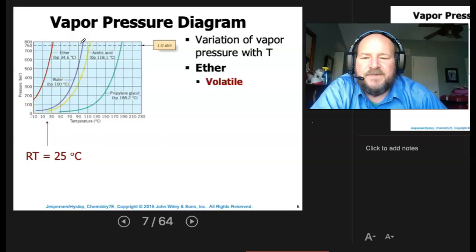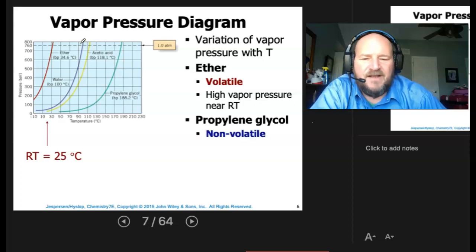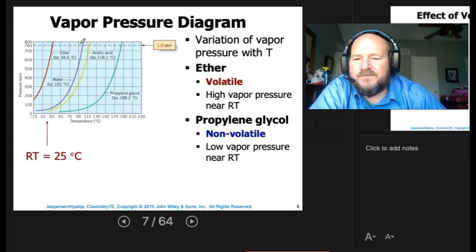So if we look at something like ether, it's a volatile substance. It's got a high vapor pressure near room temperature as it is, versus propylene glycol, which is non-volatile, which means it has a low vapor pressure near room temperature.